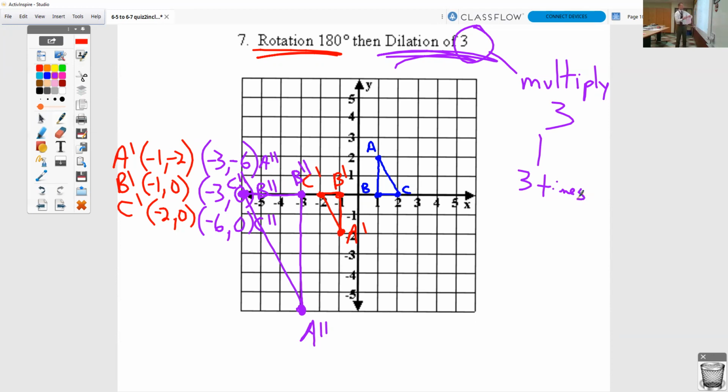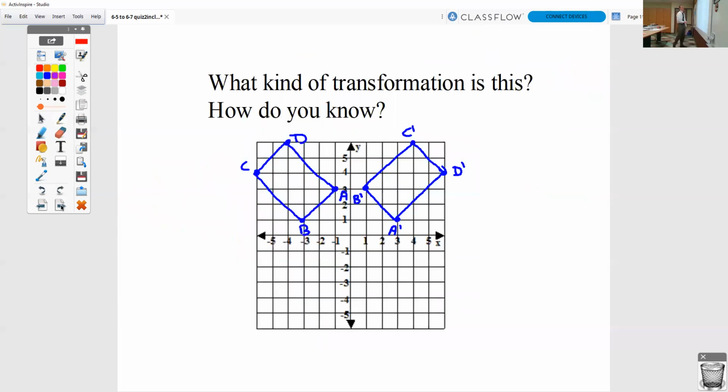So our prime triangle was 1 unit long. Now it's 3. It was 2 units high. Now it's 6 units high. The last types of questions that you're going to have to do is you're going to be given pictures and you need to recognize what transformation it is.